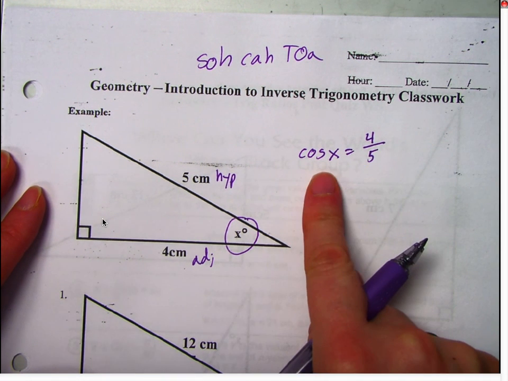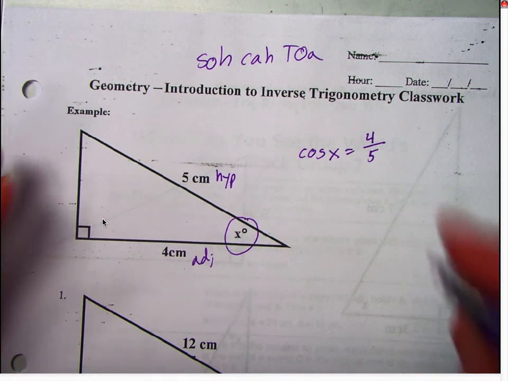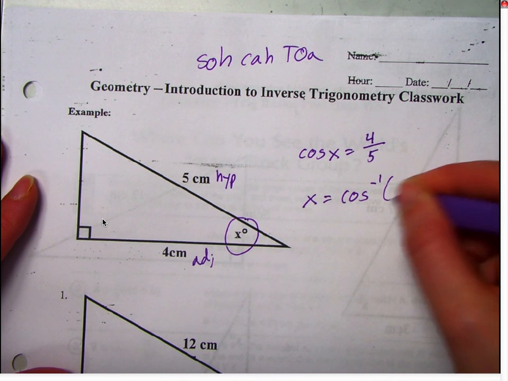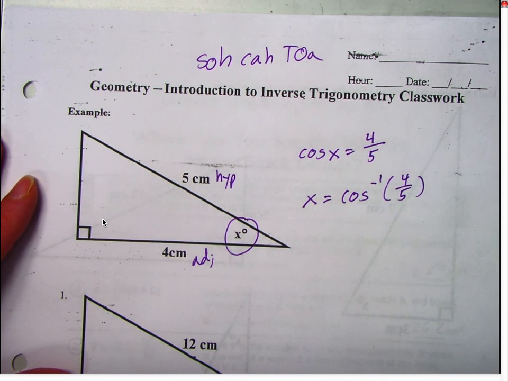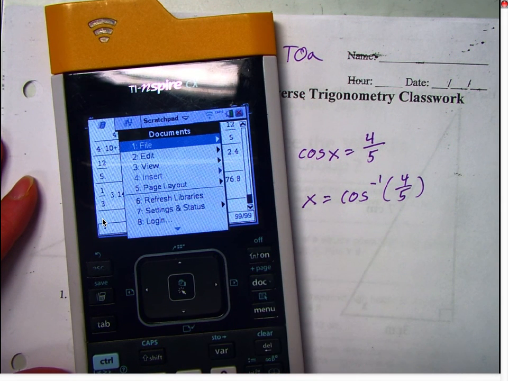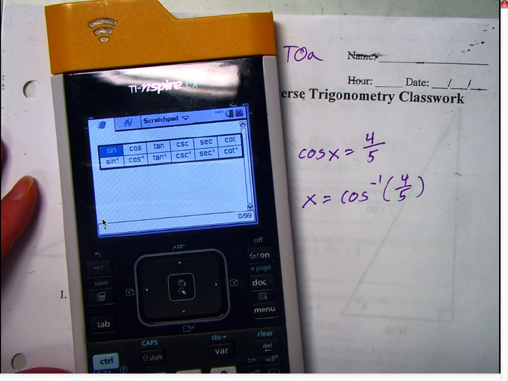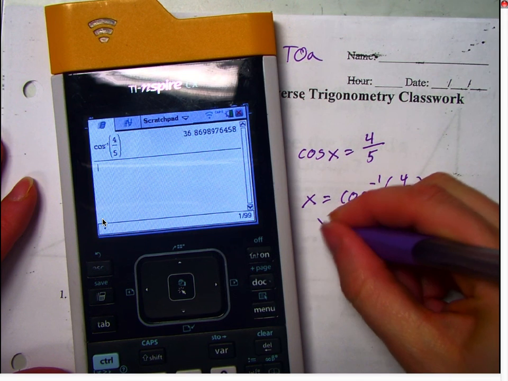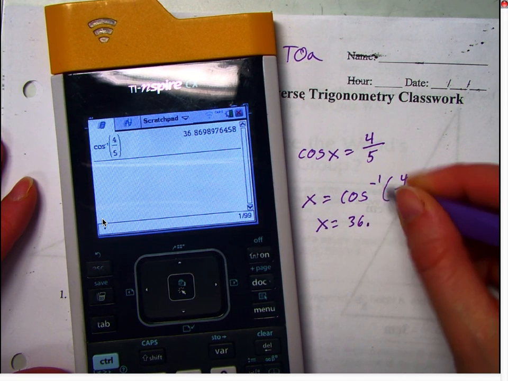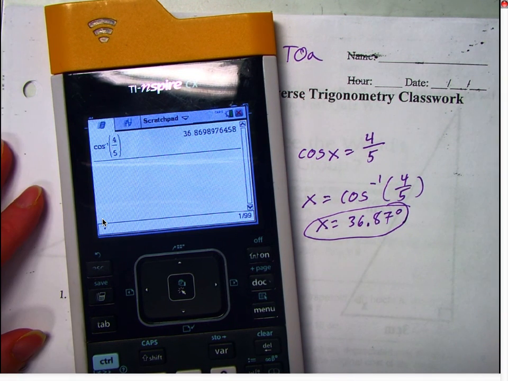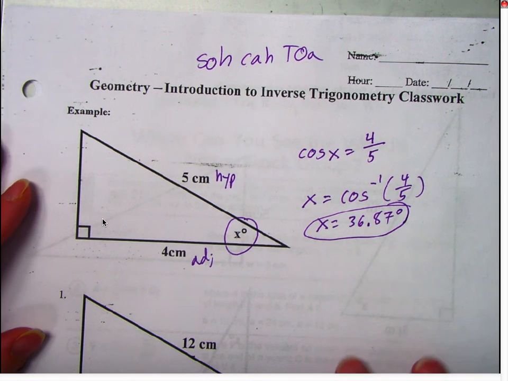Now, we don't have an angle to plug in here. What we're going to do is just take the inverse of cosine to find x, which is cosine of -1, 4 over 5. So we're literally picking up our calculator. We're hitting trig, and instead of cosine, I'm doing cosine of -1, and then 4 divided by 5. And that is my answer. X equals 36.87 degrees. I'm done. That's the whole thing. Let's try a couple more.